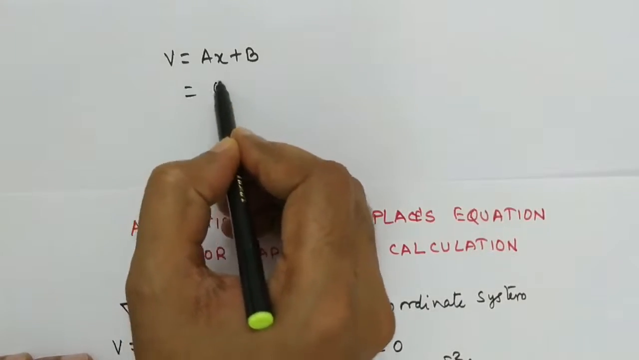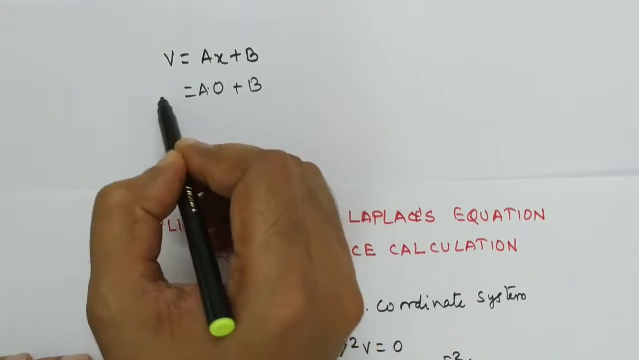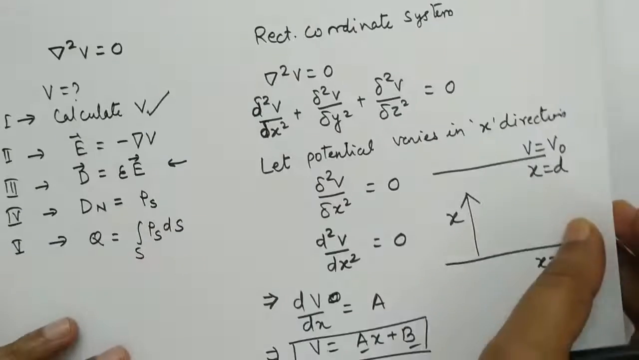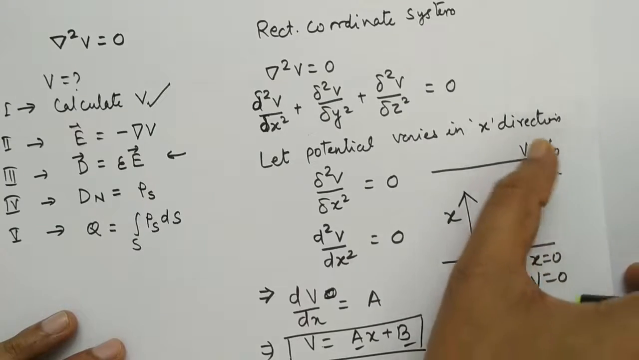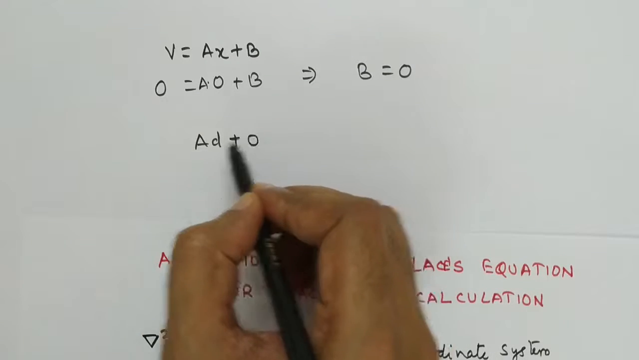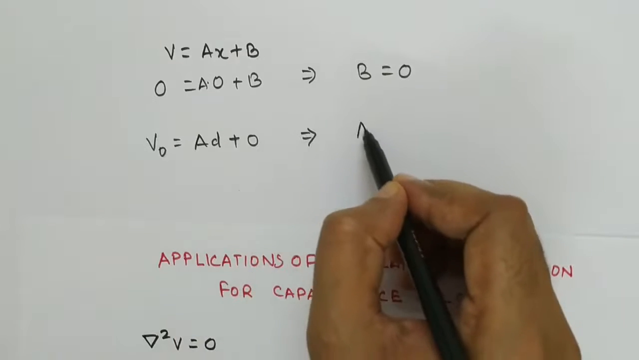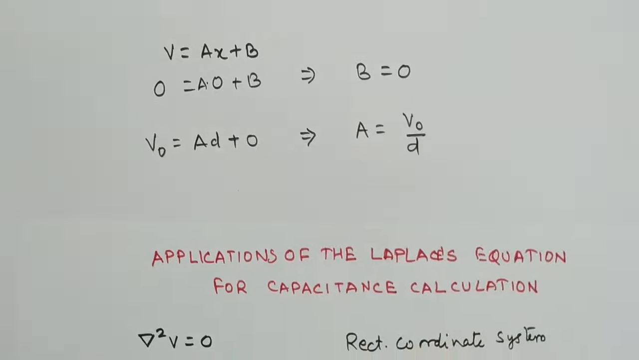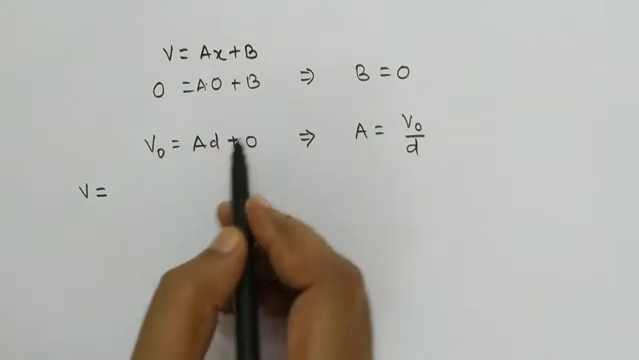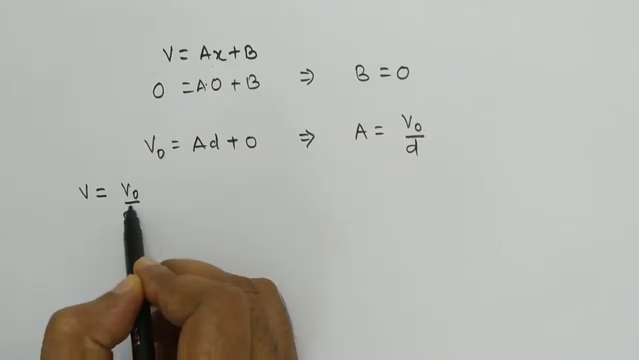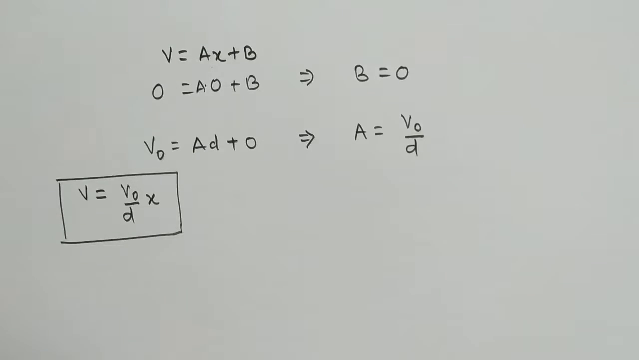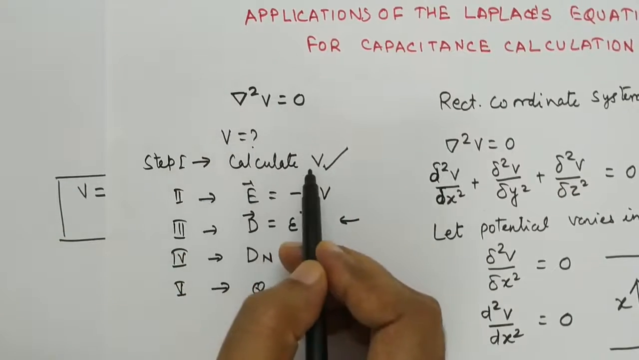So here if I put x equal to 0, this will become A dot 0 and V is 0. So this says that B equal to 0. Then the second boundary condition is at x equal to d, V equal to V0. Apply x equal to d, so this will become Ad plus B is 0, which is equal to V0. This gives A equal to V0 by d. So we can write potential as Ax plus B, where A is V0 by d and B is 0. So this is our potential equation. So we have completed our step 1, which was to calculate the potential.